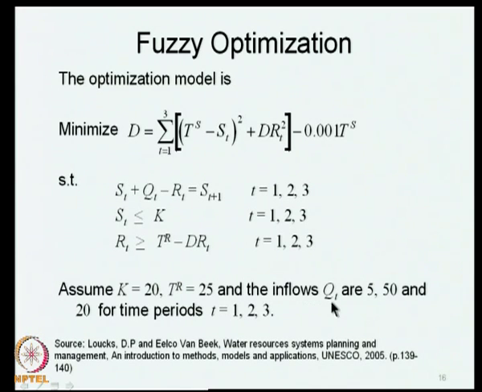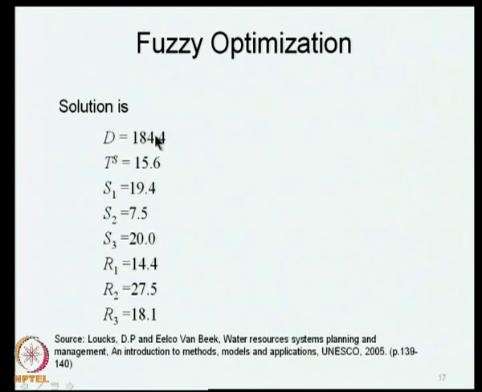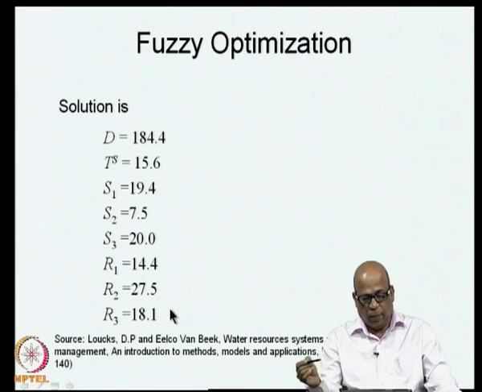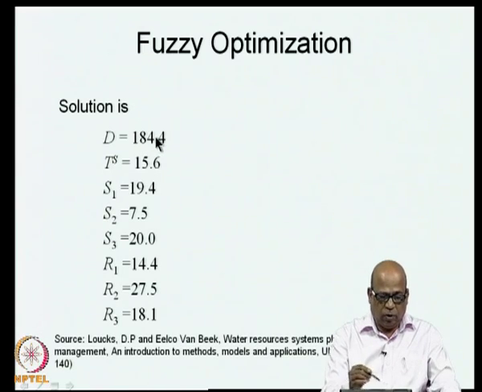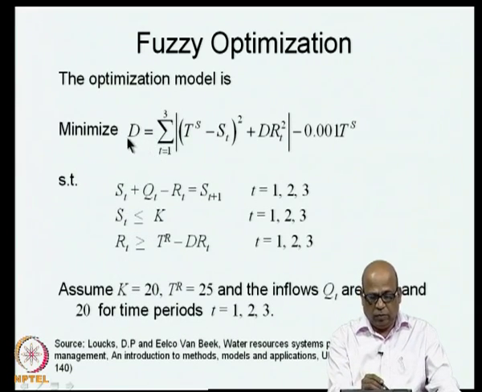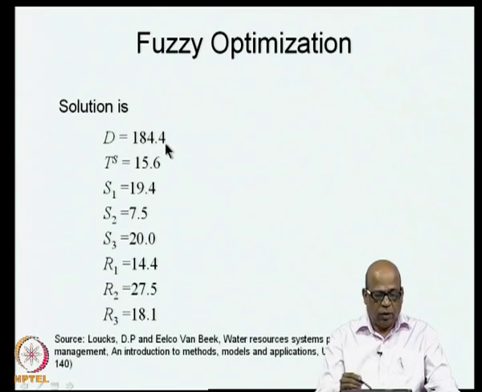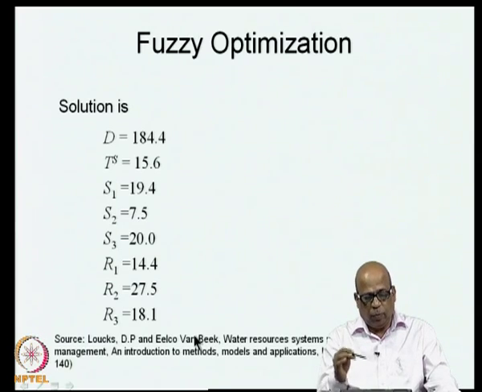The inflows are given, Qt is known, and similarly the capacity is given as 20, and there are 3 time periods. So, we will solve this example and then get the solution as this. So, you get a Ts of 15.6, S1, S2, S3 are given, and R1, R2, R3 are given 14.4, 27.5, etc. And this is the dRt that you get as 184. This is the total value of the objective function, which we denote as d. Now, this is the solution for the crisp problem.